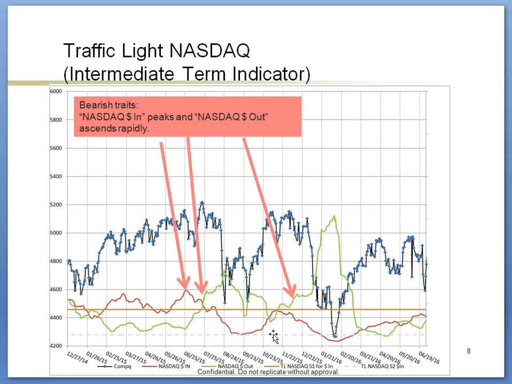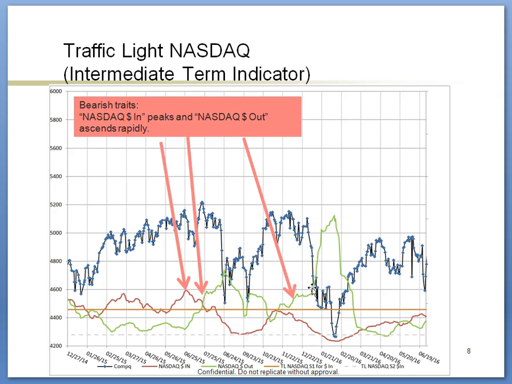This is the traffic light NASDAQ in the same time frame. The first arrow identifies the peaking of the money in line. The second arrow identifies the rising of the green line rapidly. And the third arrow also shows similar things.